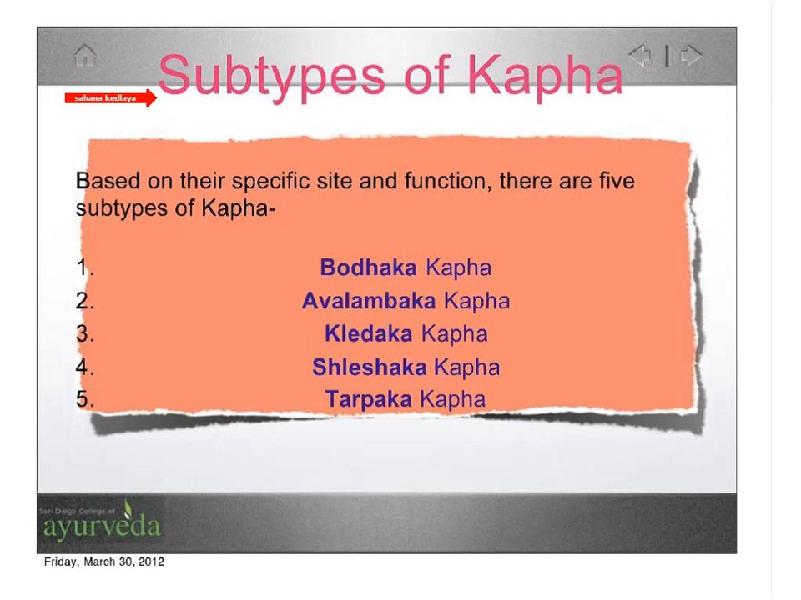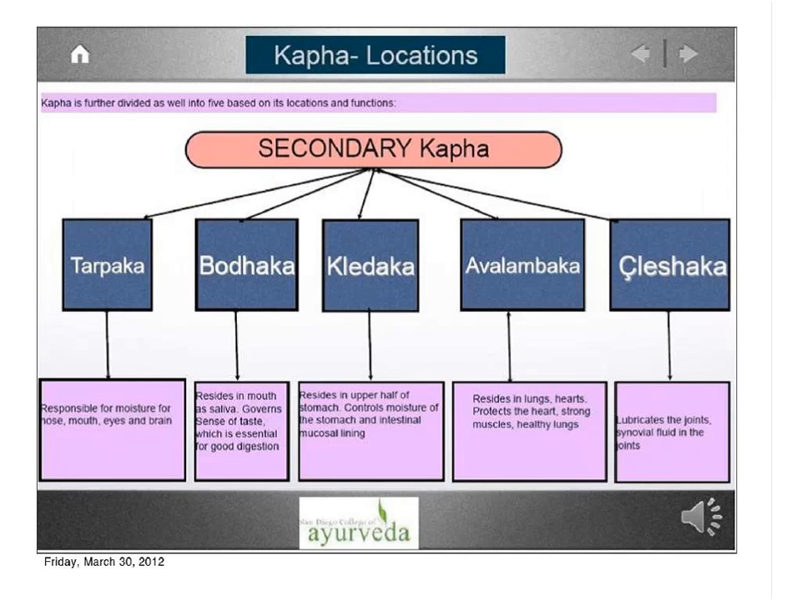Just like Vata and Pitta, the Kapha dosha is also divided into 5 subtypes based on their specific site and specific function. The names of the 5 subtypes of Kapha are Bodhaka Kapha, Avalambaka Kapha, Kledaka Kapha, Shleshaka Kapha, and Tarpaka Kapha. Each of these subtypes has its own location and its own specific functions.